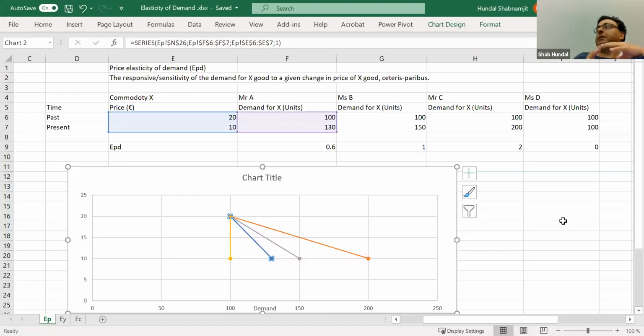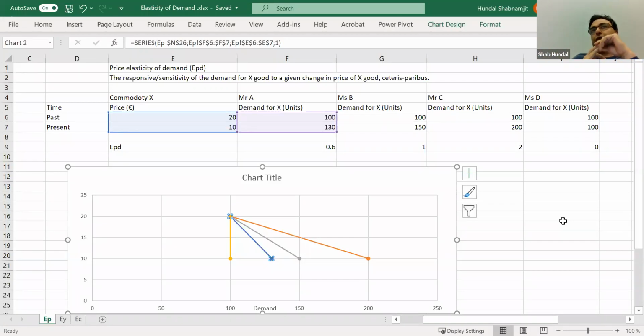So basically, the sensitivity of the demand to the price is less than proportionate. And the rule of thumb is that if it is below 1, then we say that the demand is inelastic. If it is equal to 1, then we say that demand is unit elastic. And if it is more than 1, then we say demand is more elastic.